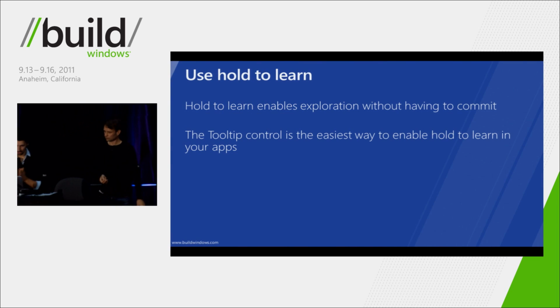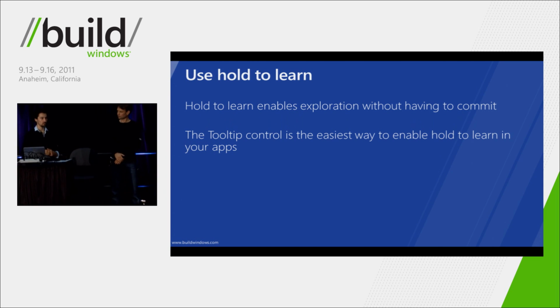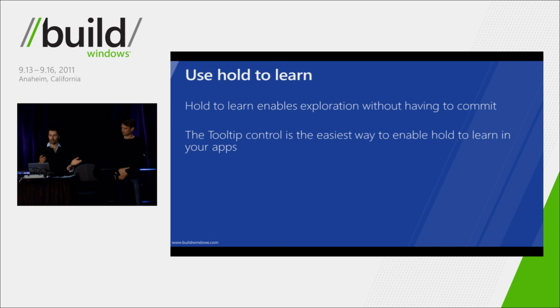Great. So very quick recap. By using hold to learn, you can actually enable exploration without requiring the user to commit. So you can give a little bit of feedback. So it's almost like the user is just dwelling for a bit because they're a little unsure about what this thing does. And that's a perfect time to tell them what this is. Just give them a little bit more information. And the easiest way to build this is to just use the tooltip control that's provided in the system.